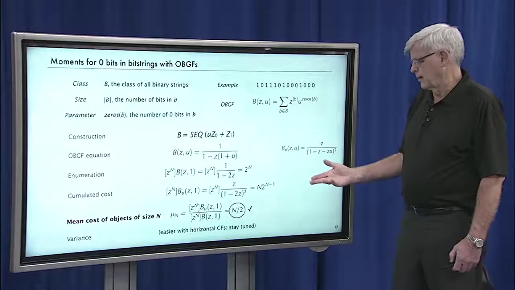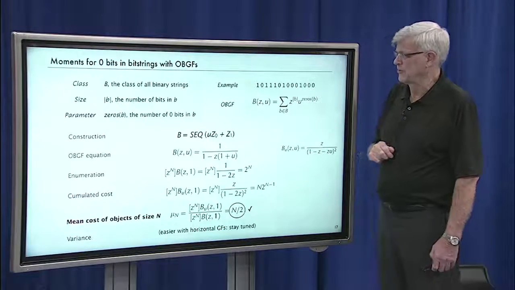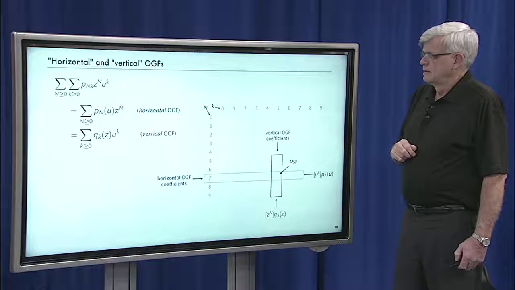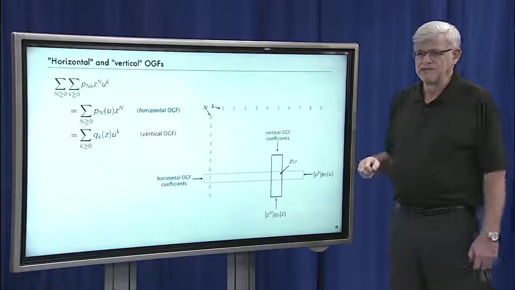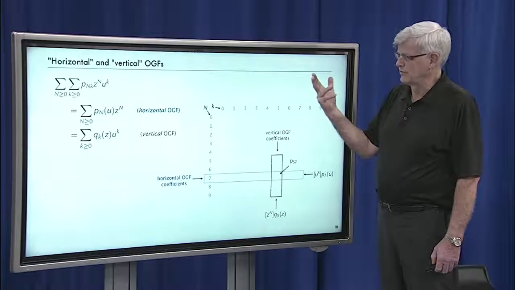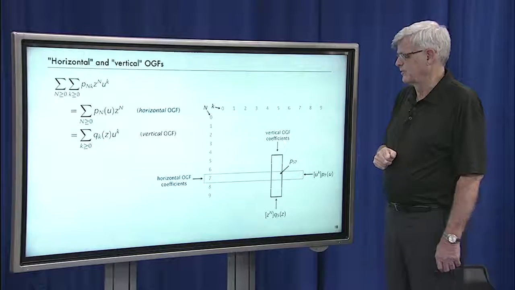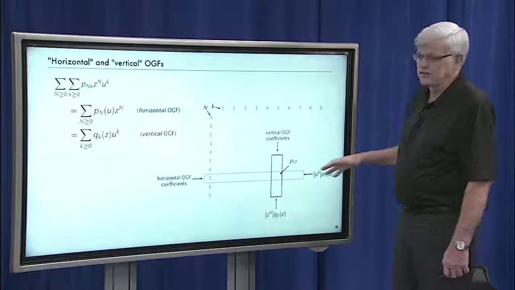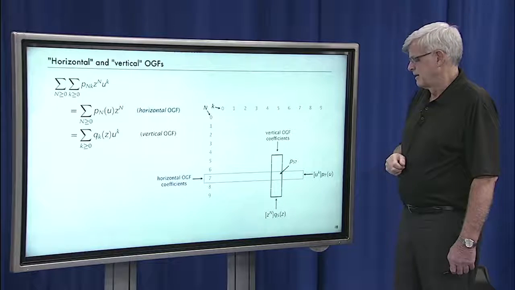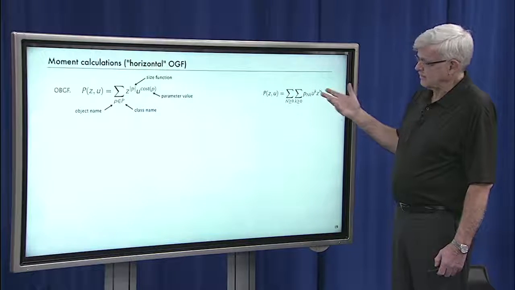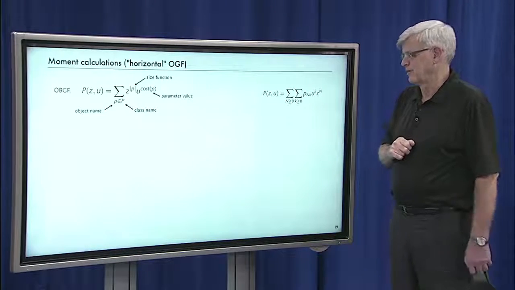So we're not going to compute the variance because there's an easier way to do it that we'll talk about in just a second. Okay, now I mentioned the idea of horizontal and vertical generating functions that go with bivariate generating functions. And so now I want to take a look at moment calculations using these methods. So let's look at the moment calculations in terms of the horizontal ordinary generating function.